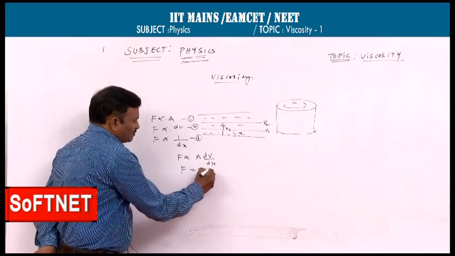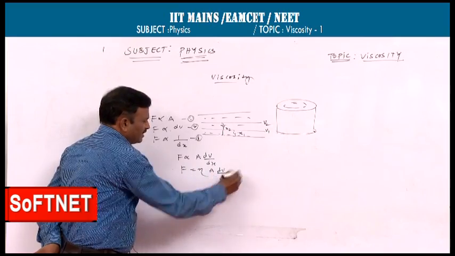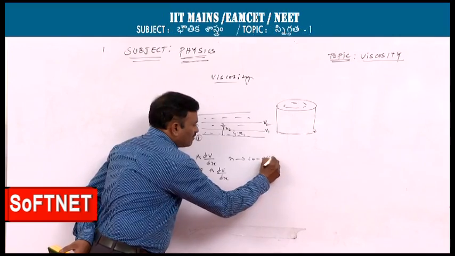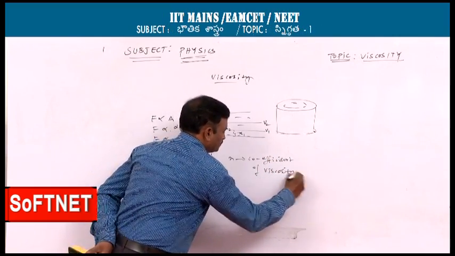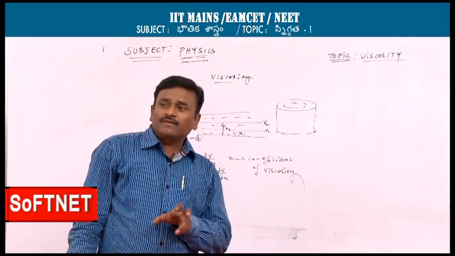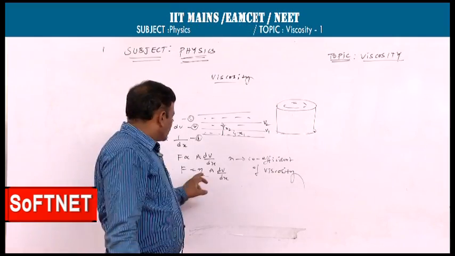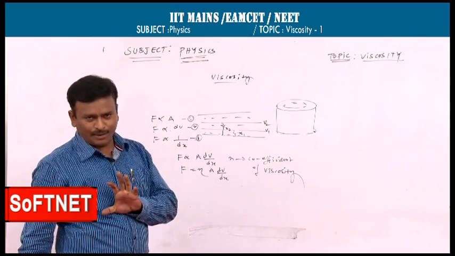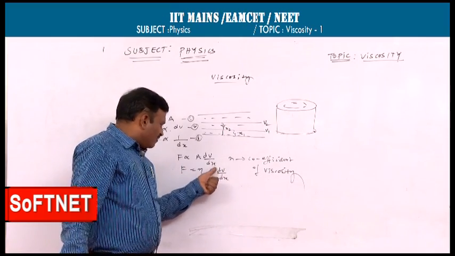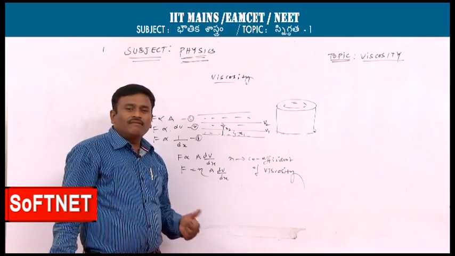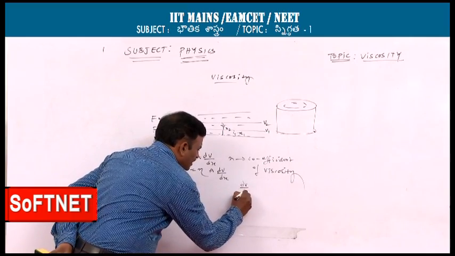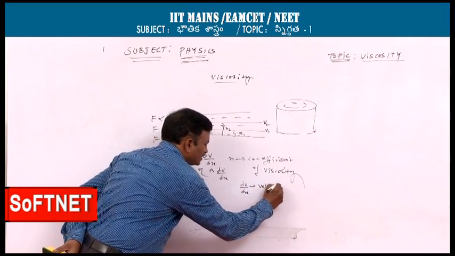F equal to eta into A into dV by dx, where eta is called the coefficient of viscosity, which depends upon the nature of the fluid. For different fluids, it will have a different value. It is a constant for each and every fluid. A is the area of cross section, where dV by dx is called the velocity gradient.